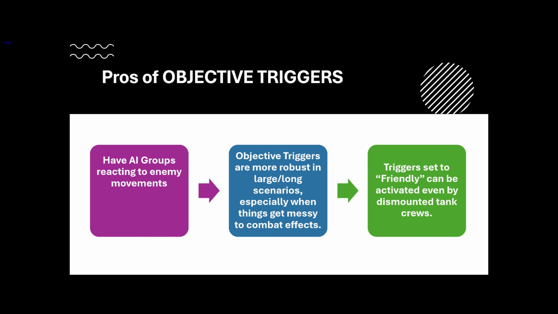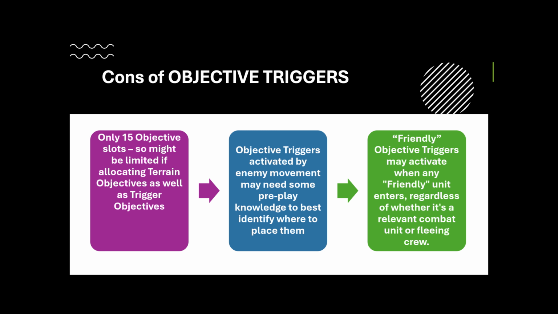I usually use objective orders to get my AI groups reacting to enemy movements, and they're also especially handy in larger or longer scenarios. I'm thinking ones that are over an hour long with lots of AI groups and units. Here I find objective triggers tend to be a bit more robust when things get messy. For example, if you set a trigger to respond to friendly, even something like a dismounted tank crew can still activate it. That flexibility can really help avoid situations where AI groups are stuck waiting on each other. Those circular logic traps can be a real pain in the arse when you're trying to plan your AI plan.